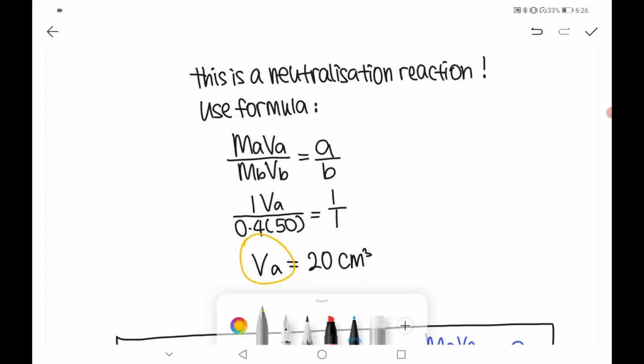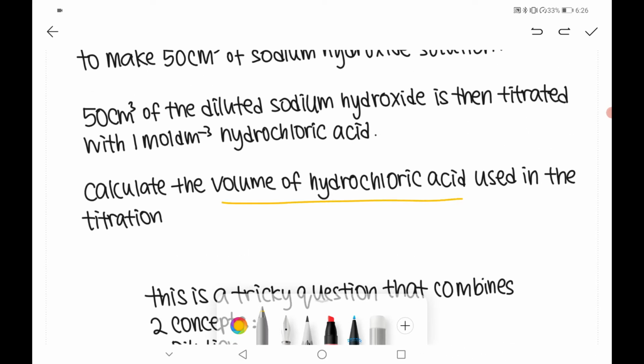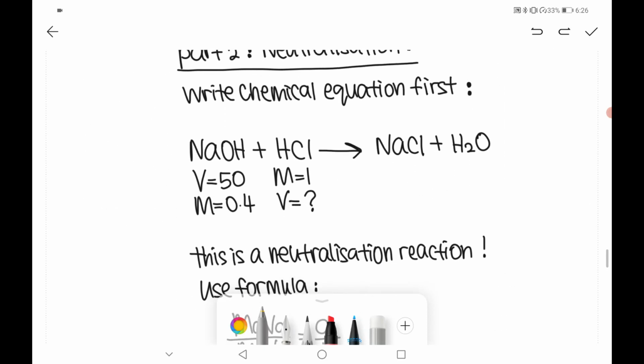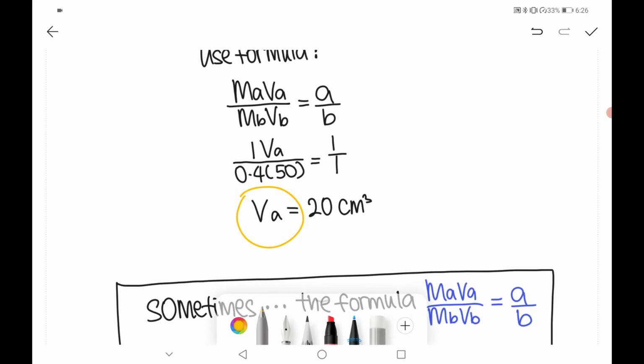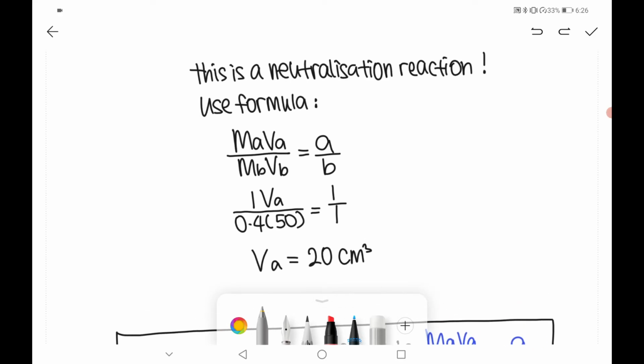So the volume of acid is 20 cm cube. Okay, so that's the final answer, because the question asked for the volume of hydrochloric acid, which is VA. Volume of acid, which is VA. And by using the formula, we calculate and we get the answer. VA is 20 cm cube. So yeah, that is how we do the calculation.